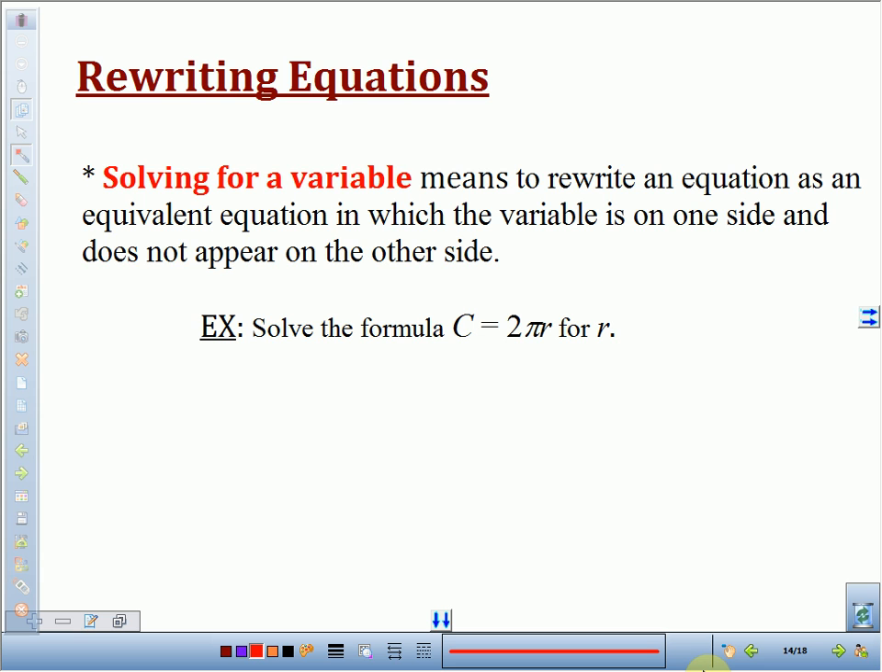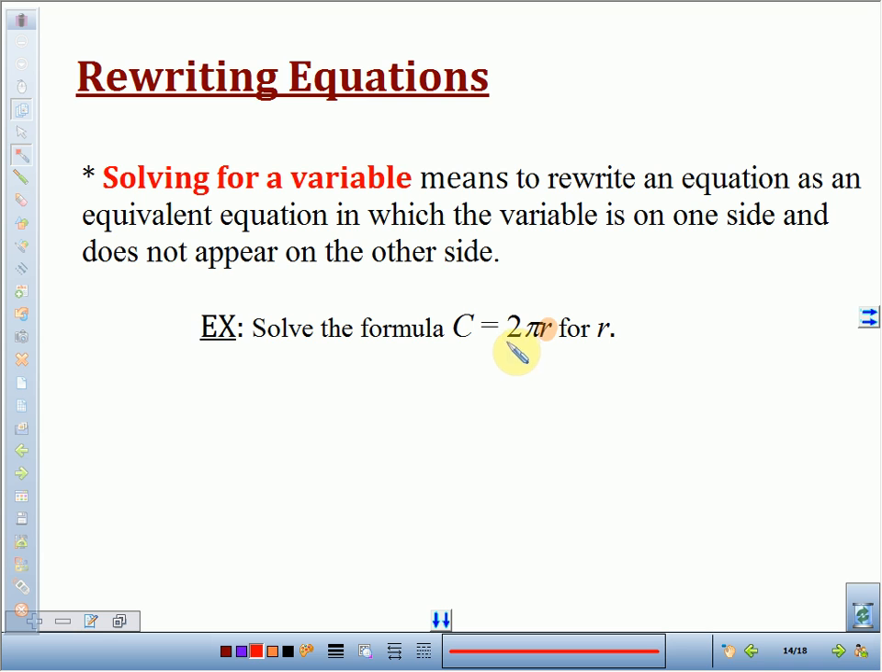So for instance, I want to solve the formula C equals 2 pi r for r. Well, this is, though it may not look like it, a one-step equation. The variable that we want by itself is r, right here. To get r by itself, we have to undo the operation that is being done to it. The operation being done to r is multiplication. We're multiplying r by 2 pi.